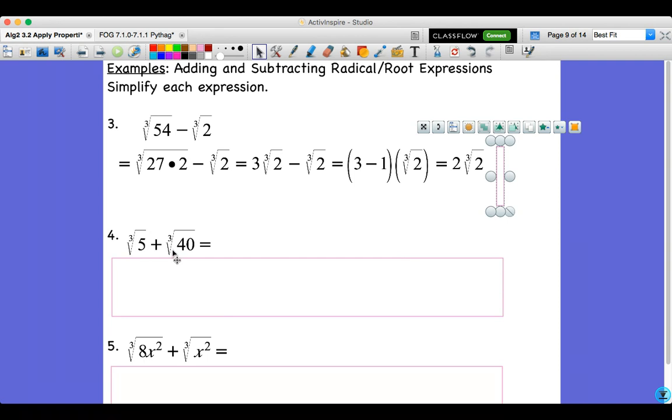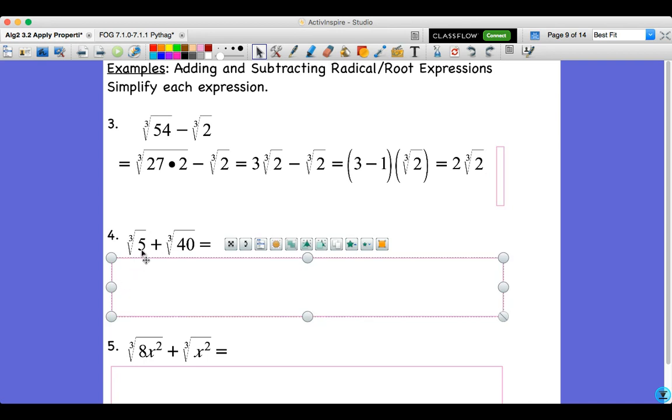Okay, let's try this with the cubic root of 5 plus the cubic root of 40. So once again, 5 does not have a perfect cube, neither does 40, but we're kind of hoping that one of the factors of 40 does have a perfect cubic root. So let's take a look.